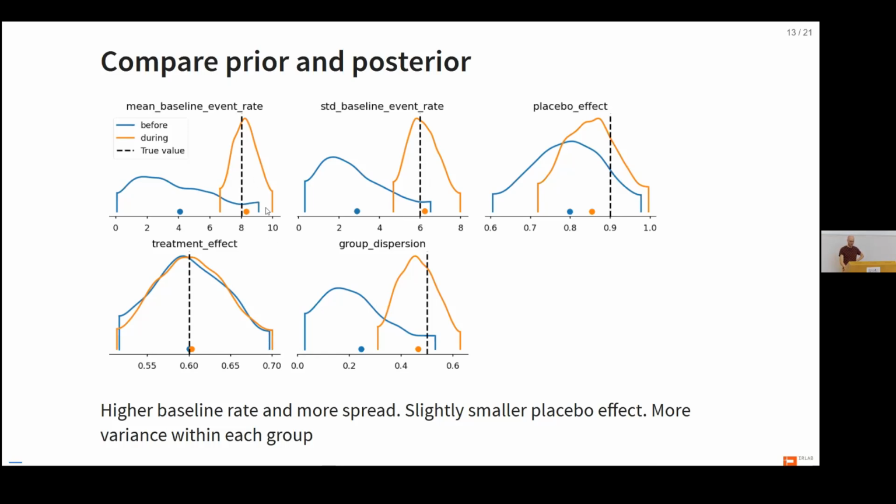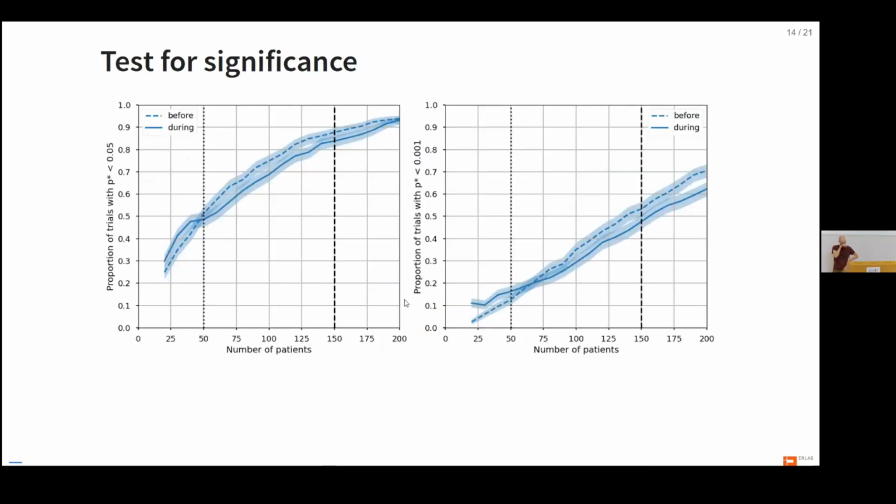Yes, so there's a higher baseline rate. There's more spread in the baseline than expected, and there's also more spread between patients in what happens when you go to the study. If we now use the posterior instead for our simulations, we can see what happened to the chance that the trial will come out positive. And what we see is, unfortunately, that we have lost a little bit of power.